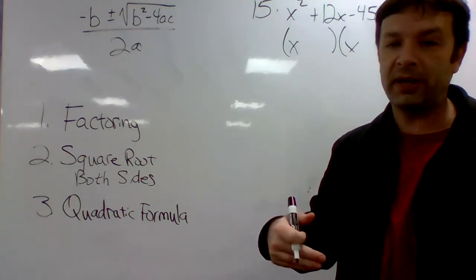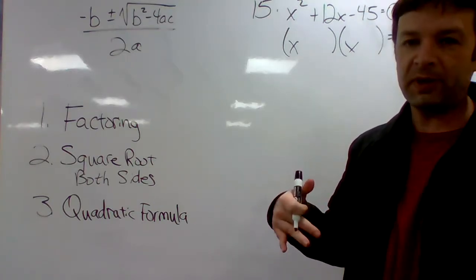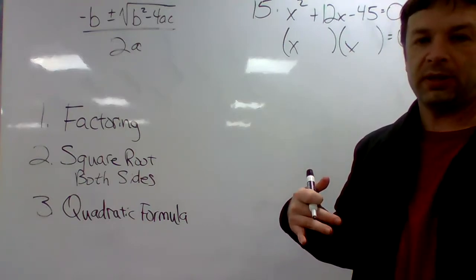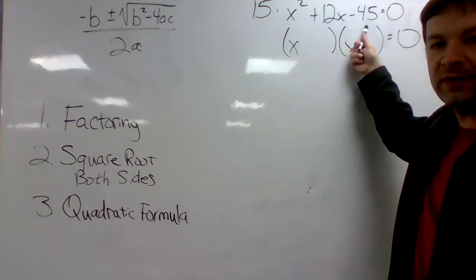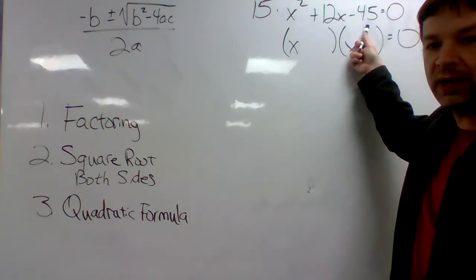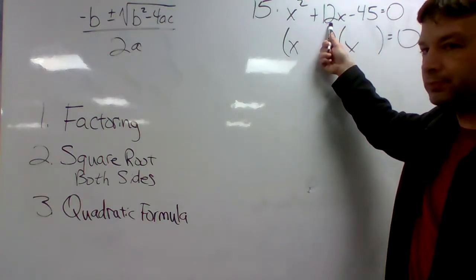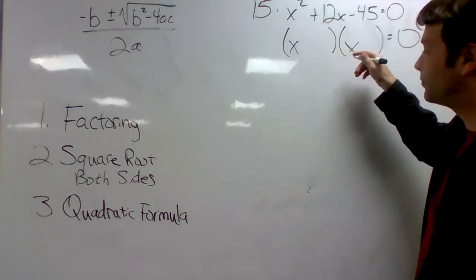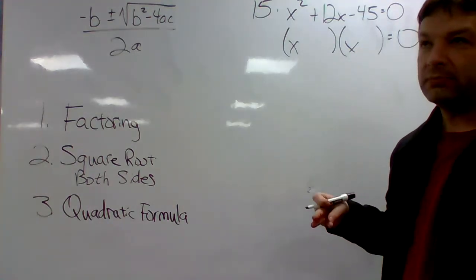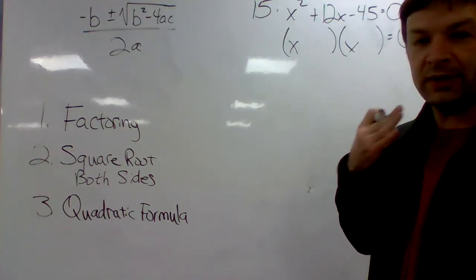You can plug it in the calculator. What's 45 divided by 5? 9. Okay, so like 5 times negative 9 would go into that. Does that add up to 12? No. What else goes into 45? 1 and 45, that's not helpful.